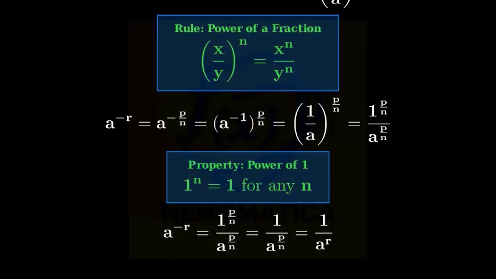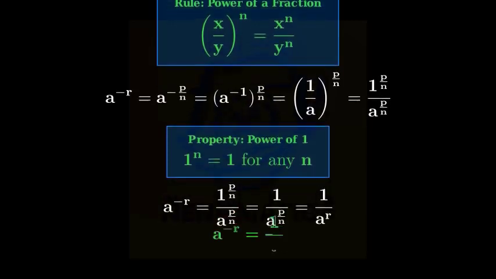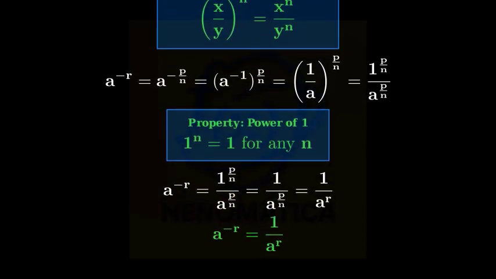Therefore, we have proven that a to the negative r power equals 1 over a to the r power for any positive real number a and any rational number r. This is an important property of negative exponents that helps us simplify many expressions.